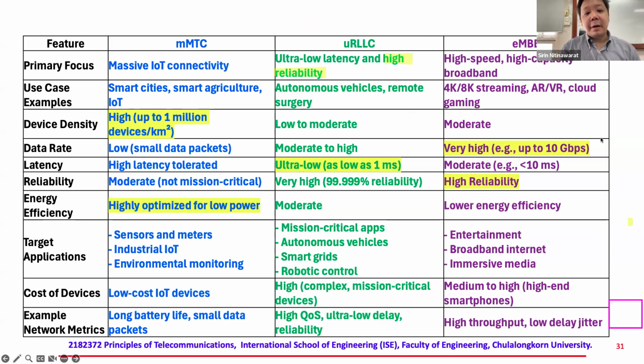Another picture to summarize all these three service categories, including focus, use case, and different levels for the different metrics we are talking about.